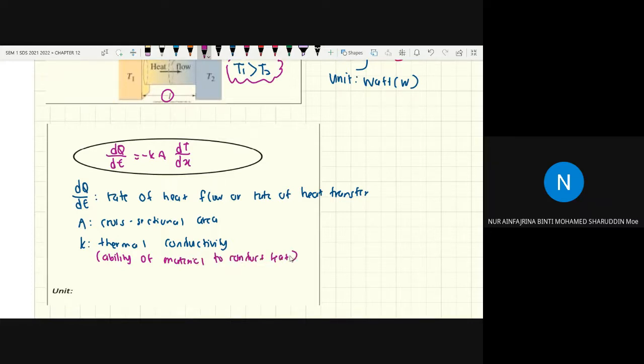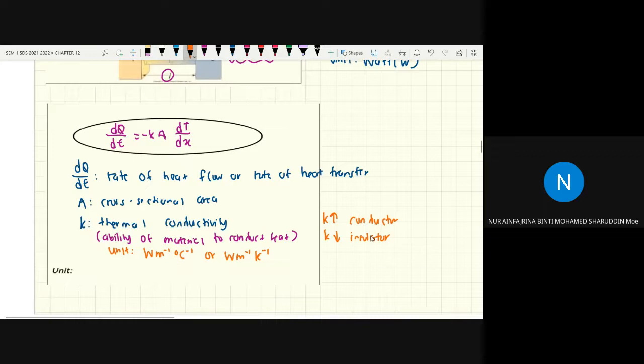If your K is high, it means it is a conductor. If your K is low, it means it is an insulator. And the unit for thermal conductivity is watt per meter per degree Celsius, or watt per meter per Kelvin. Okay, that's all for K. So you must remember, if your K is high, it is a good conductor of heat. If K is low, it is an insulator.